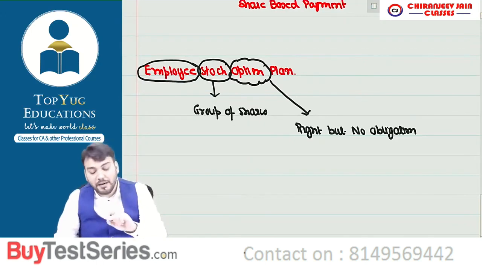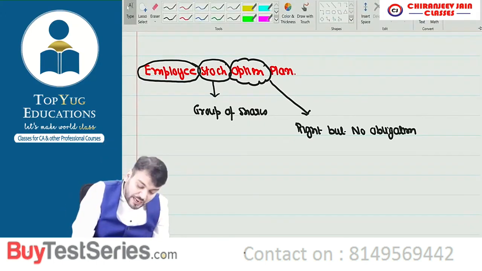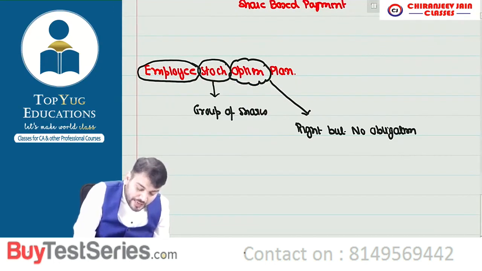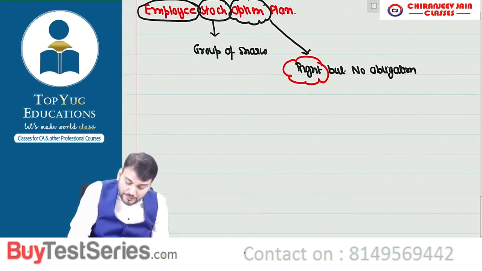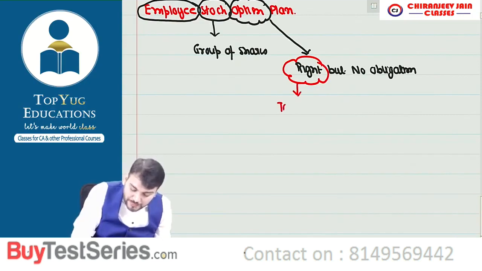At a price less than market price. So what we need to understand is, which right has been given? Right क्या है यहाँ पर वो देखना पड़ेगा. So this right is to what? To subscribe. Correct.